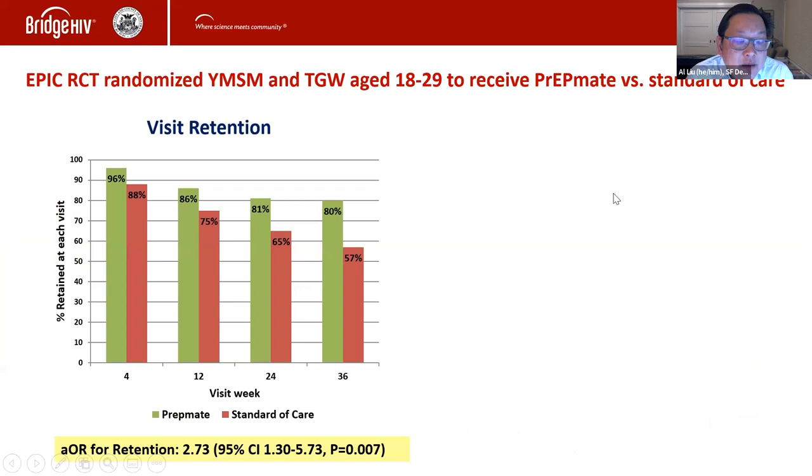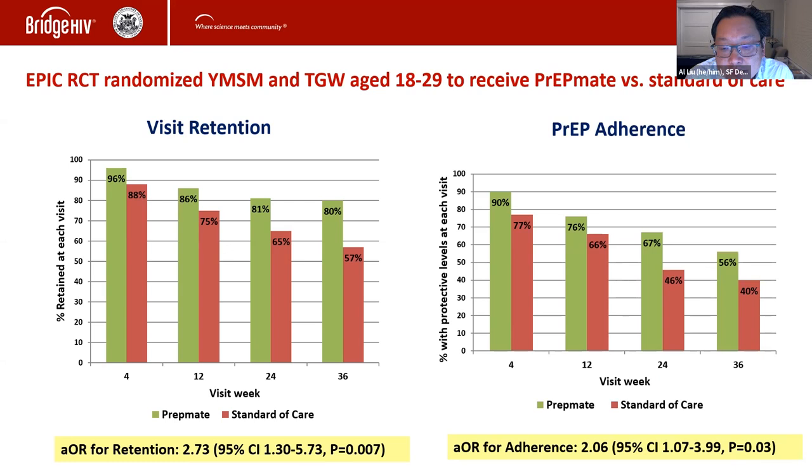When we finalized the intervention, we tested it in an RCT called EPIC, where we randomized young men who have sex with men, as well as trans women age 18 to 29, to receive PrEP-mate versus standard of care. And you can see on the left here, in the green is PrEP-mate participants and the red standard of care. And in terms of visit retention through 36 weeks, we demonstrated an improvement across various time points. And then we also looked at PrEP adherence in terms of drug levels and dried blood spots, and also showed improvements across various time points.